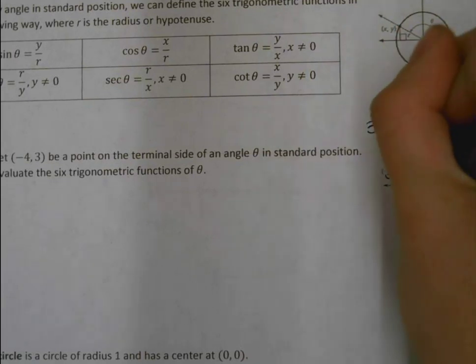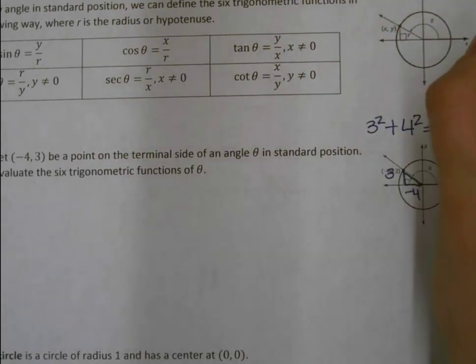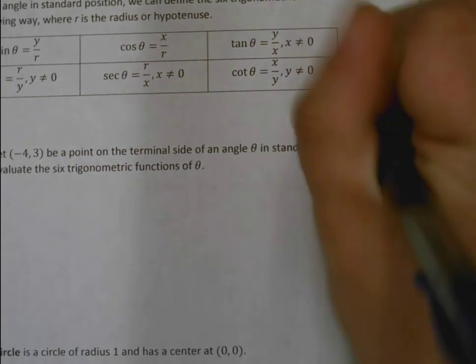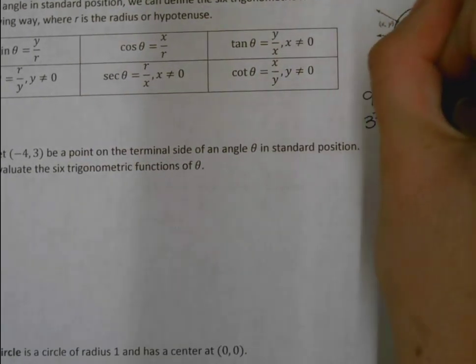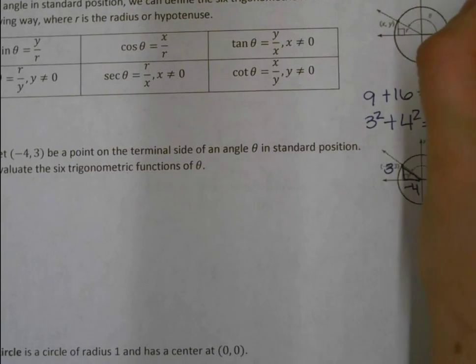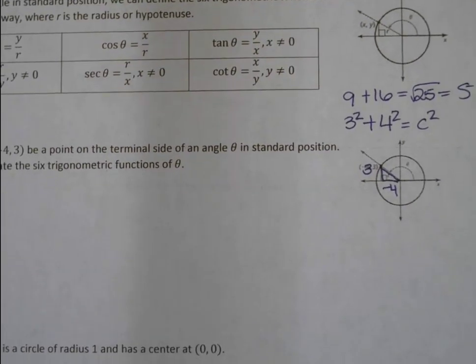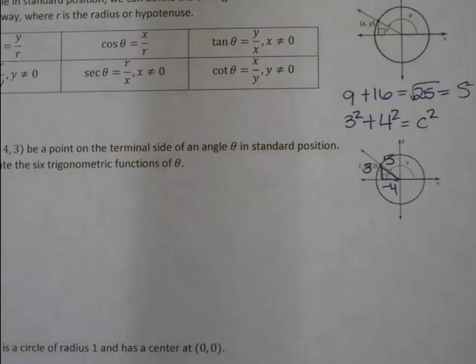So then I do the quadratic formula to find my c value. 3 squared plus 4 squared is 9 plus 16 equals 25. And the square root of 25 is 5. So my hypotenuse is 5.